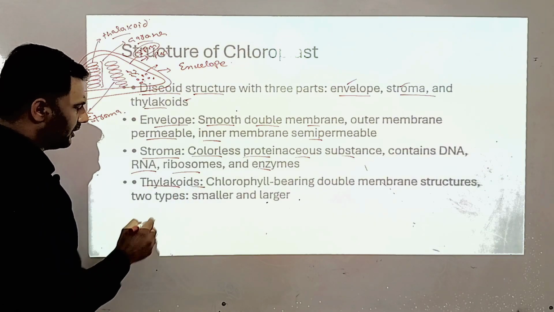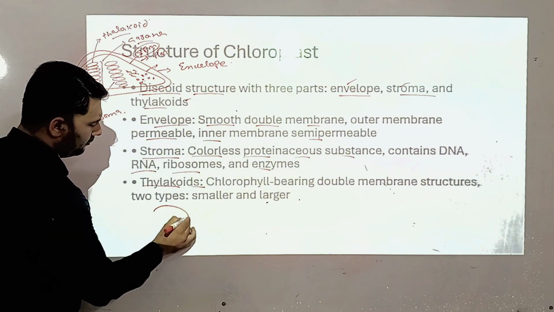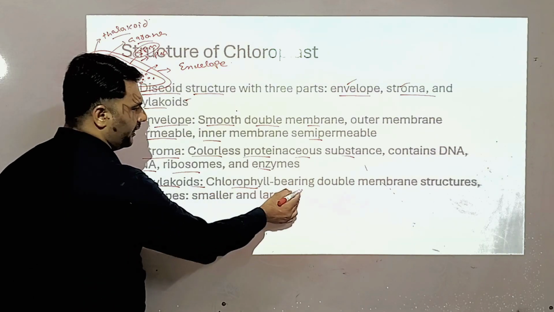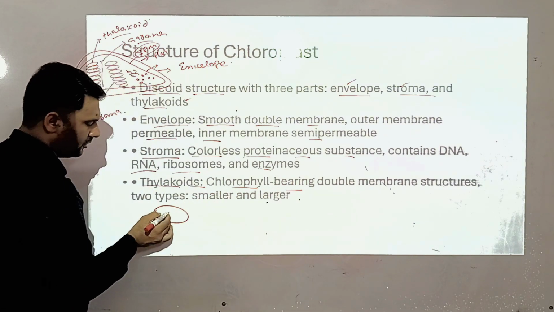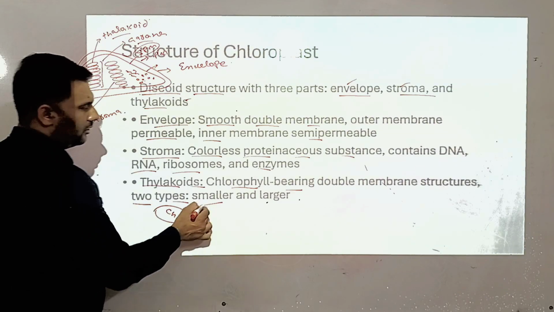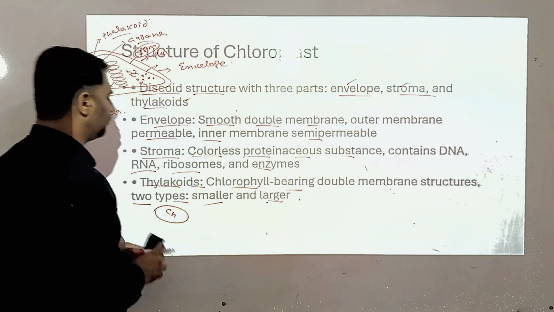Thylakoid is a chlorophyll bearing double membrane structure, in this form. This is a chlorophyll bearing base. And there are two types, smaller and larger.